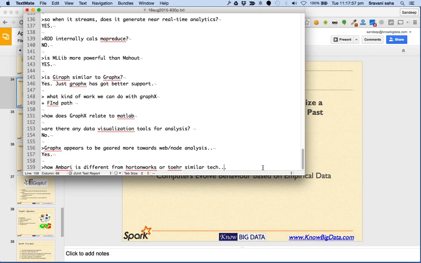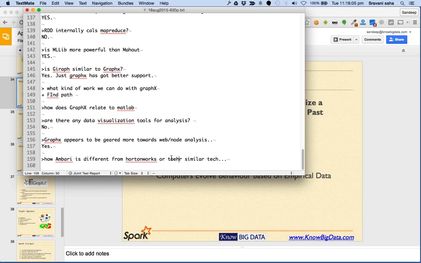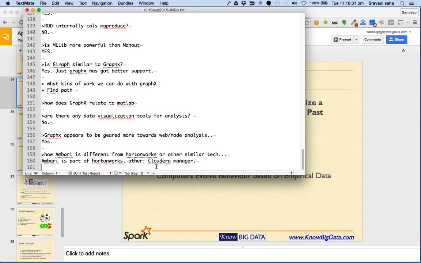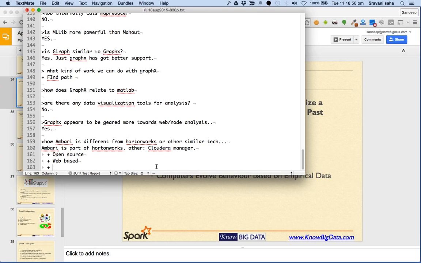How is Ambari different from Hortonworks or the other? I think you're talking about other similar tech, right? All right, good question. So first, Ambari is part of Hortonworks actually. Other similar tech is your Cloudera Manager. Ambari is open source. Second, it is web based, while Cloudera is neither open source nor web based. For Cloudera Manager to run, you have to do an SSH and then run step by step.